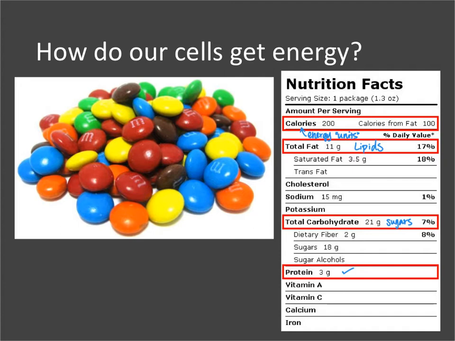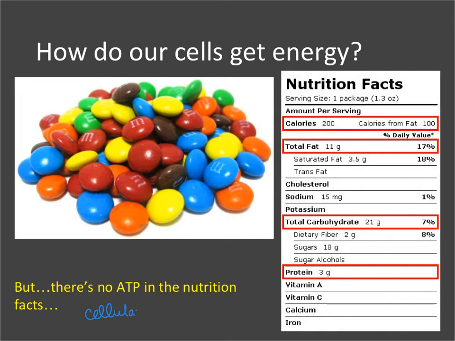But notice there's no ATP, right? So if there's no ATP in the nutrition facts, how do our cells get ATP? How do we get ATP into our body? And the answer to that question, how do we get this ATP, is by doing these chemical reactions known kind of collectively as cellular respiration, which converts the carbohydrates and the fats and the lipids into ATP.